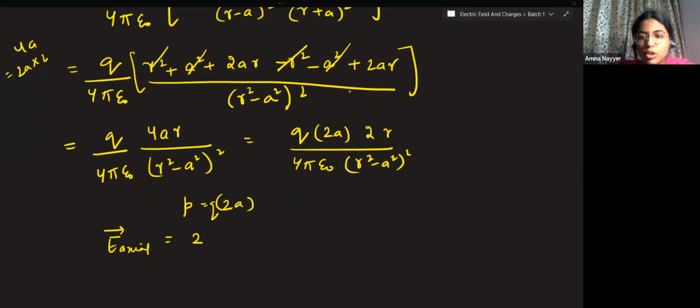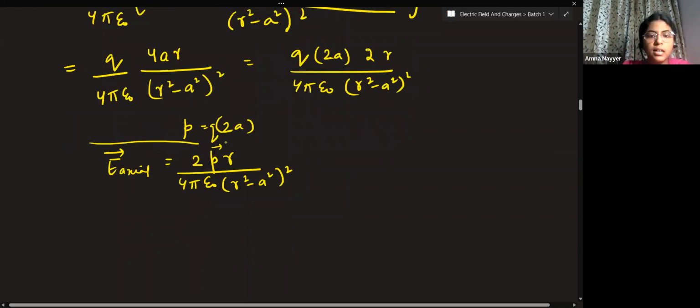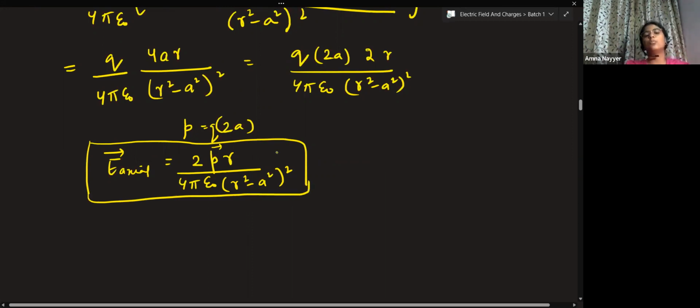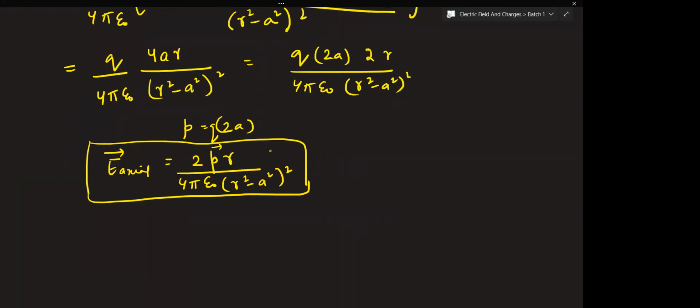Now see, this is 2 multiplied by k. K is 1 by 4 pi epsilon naught. This becomes the dipole moment P. This is r divided by (r square minus a square) whole square. This is the electric field due to a dipole on the axial line. If you are provided a point on the axis of any dipole, then the electric field is given by this formula: 2kPr divided by (r square minus a square) whole square. Is this clear? Yes, ma'am. Yes, teacher. Okay.